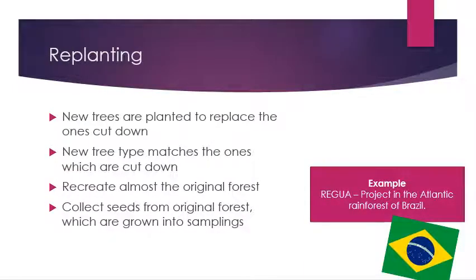Another way of managing the rainforest is to replant any trees which have been cut down. The new trees need to match the trees which have been cut down, and this allows the original forest to almost be recreated. It is also possible to collect seeds from the original rainforest which are grown into saplings elsewhere and then replanted in the tropical rainforest. An example of this is the REGUA, which is a project in the Atlantic rainforest of Brazil.